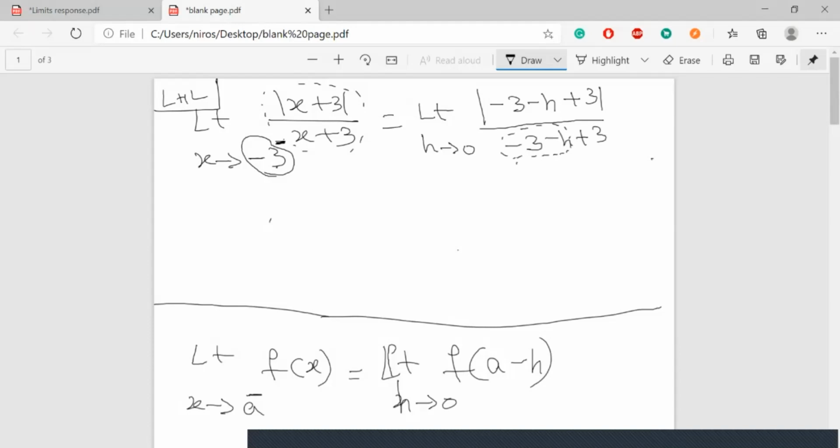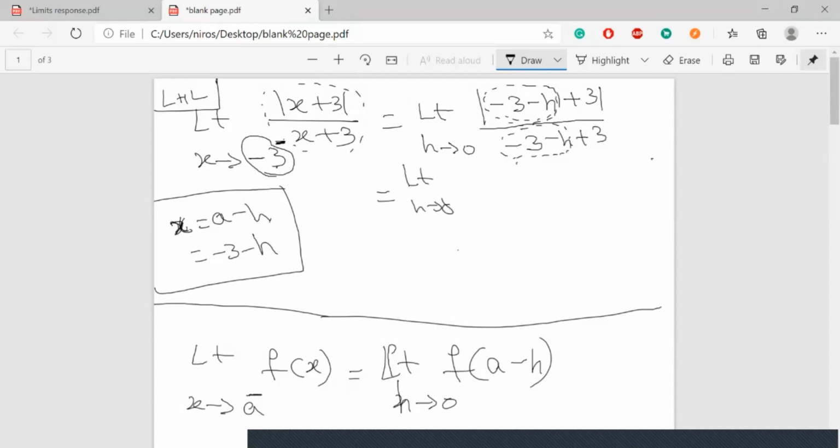See this. We are substituting x as a minus h, which equals minus 3 minus h. We are substituting x as a minus h, so here a is minus 3, giving minus 3 minus h. We did the same over here. Next we will calculate.